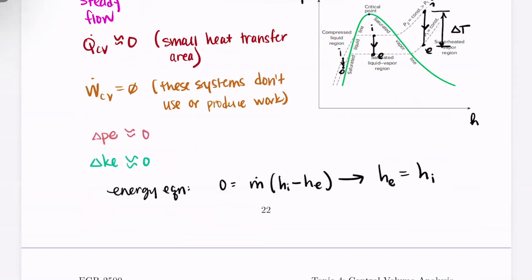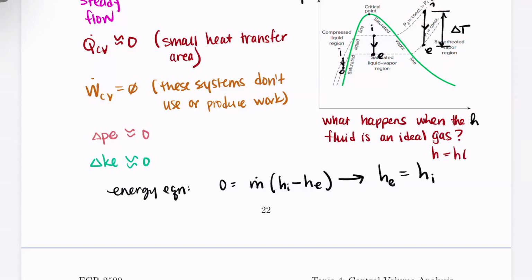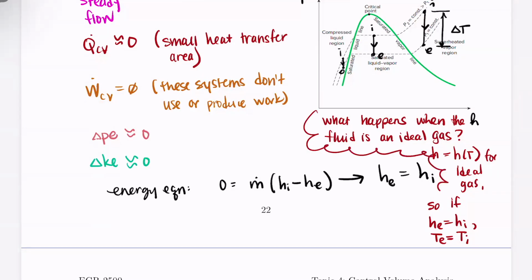One more note. So what happens when the fluid is an ideal gas? So H is only a function of temperature for ideal gases. So if we have that HE is equal to HI, then what does that mean about TE and TI? They also have to be the same, right? So for an ideal gas flowing through a valve, we have that the inlet and exit temperatures and the inlet and the exit enthalpies have to be the same. So this is only for an ideal gas.